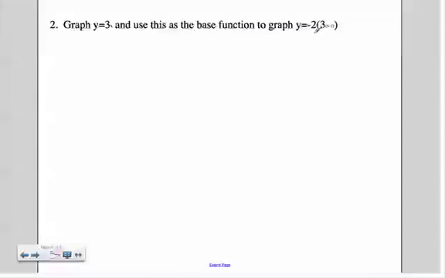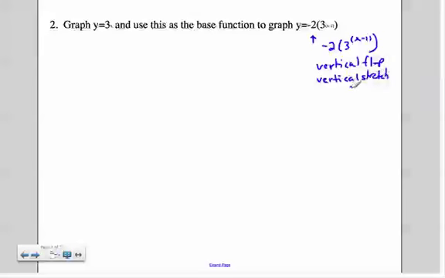Now they want us to graph a -2 in front, so -2 times 3 to the x minus 1. This is not multiplying the x. See how the x is over here and it's in front? So this is vertical. So it's going to be a vertical flip and a vertical stretch by 2. Another way to do that is just multiply all your y values or your heights by -2, and that will flip it and stretch it at the same time.